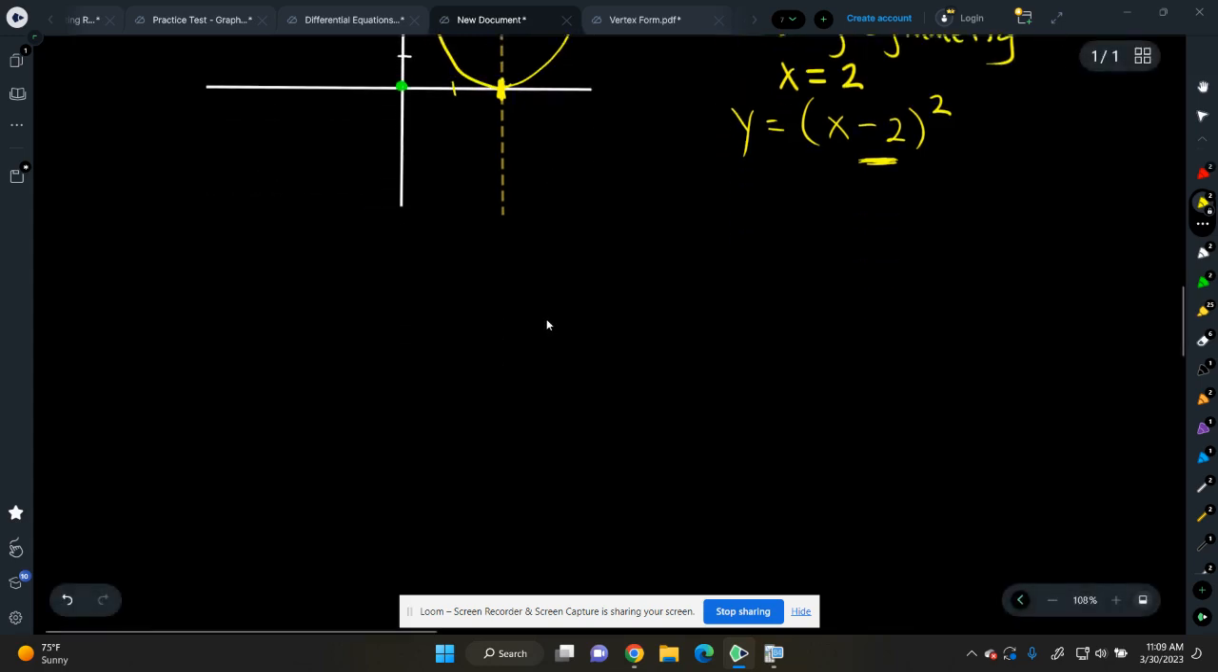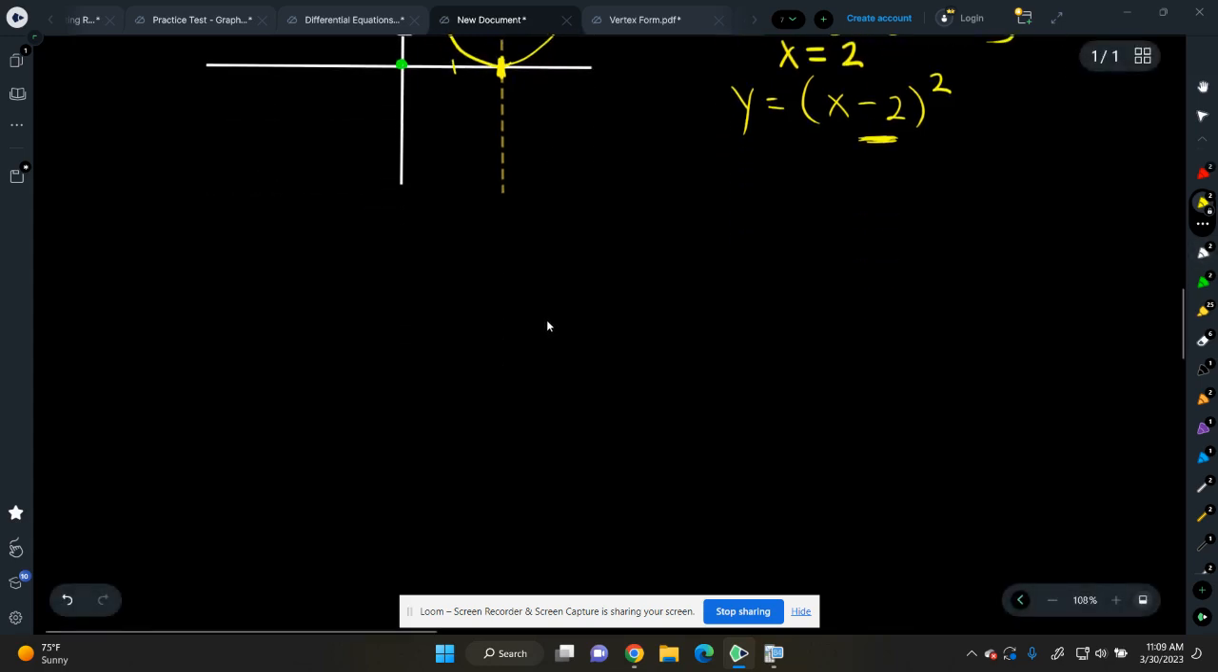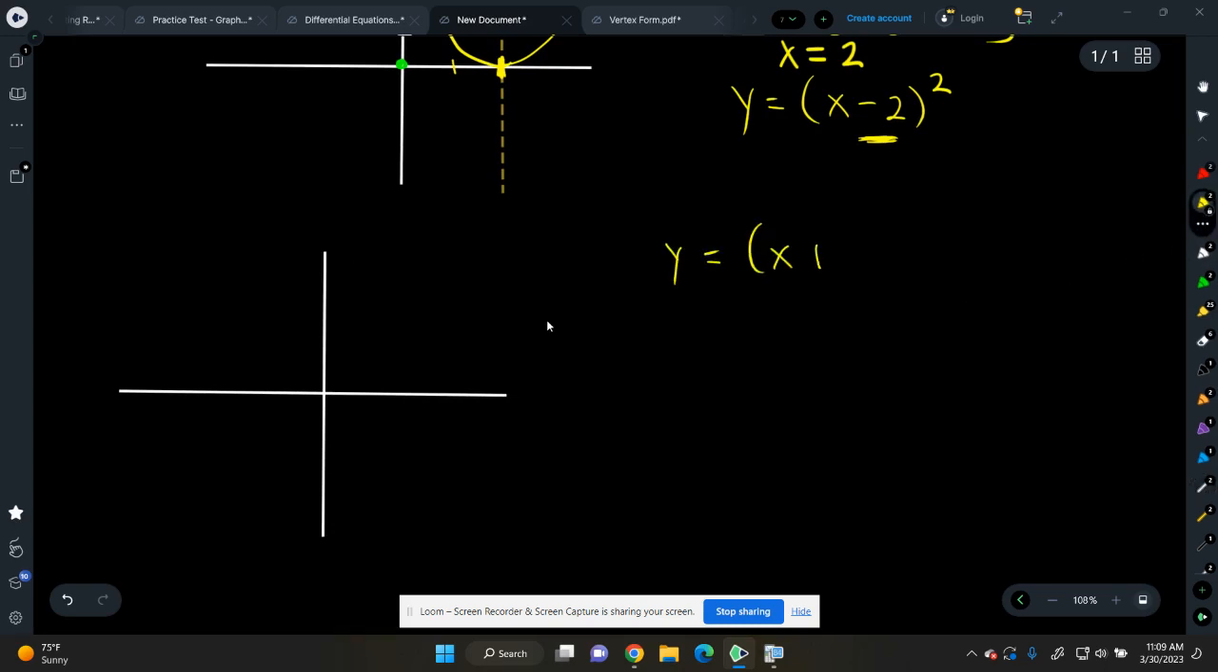So let's look at another one. Let's look at the equation y equals (x plus 3) squared. I want you to tell me my vertex, the axis of symmetry, and then sketch it.